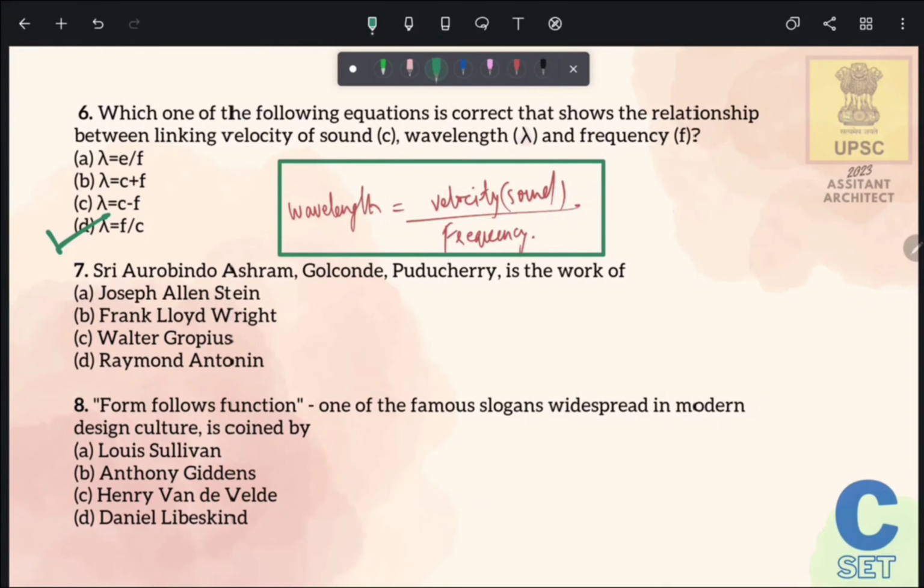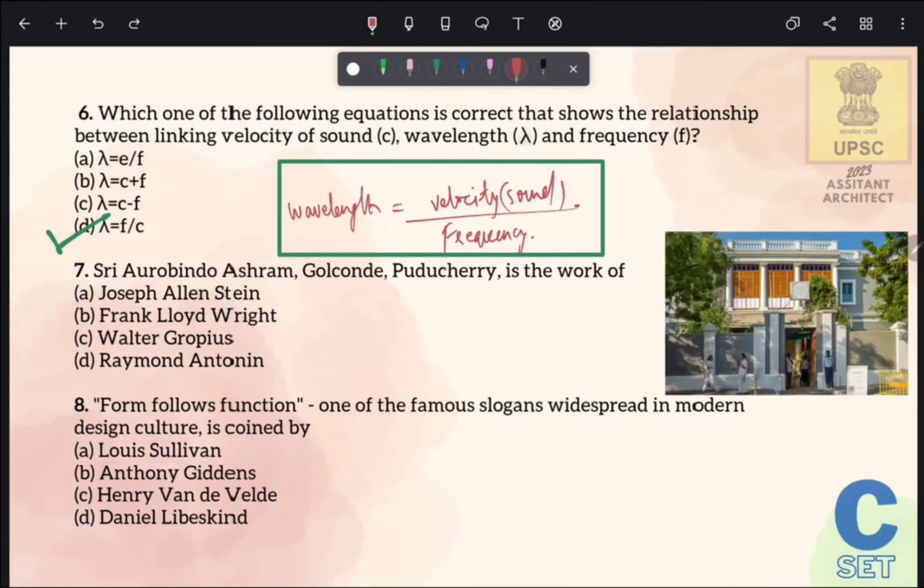Next question is, Sri Aurobindo Ashram, Golconde, which is in Pondicherry, is the work of. So this is the image of Sri Aurobindo Ashram, Pondicherry, and it was designed by Raymond Antonin. So the correct answer is option number D. So this ashram was completed in 1945 in Franco-Tamil architecture style.